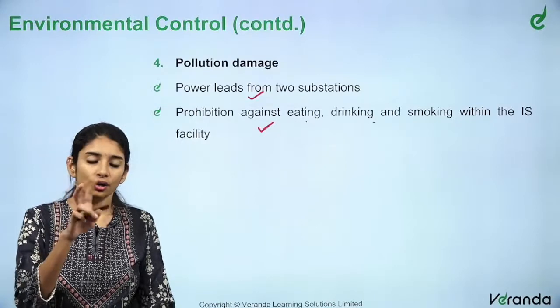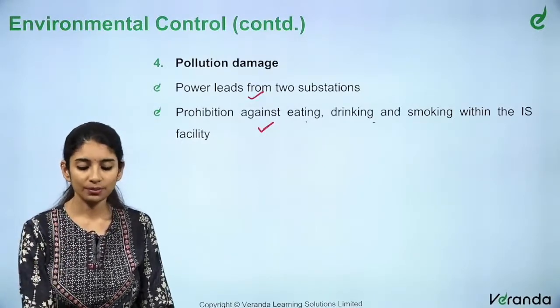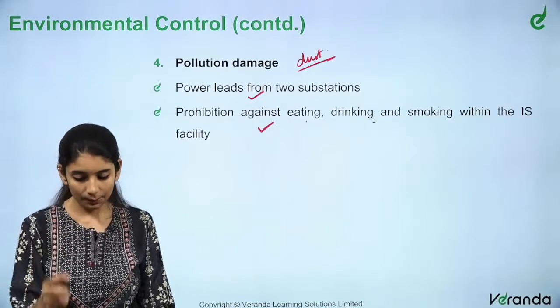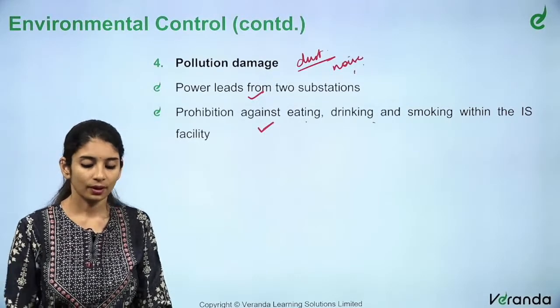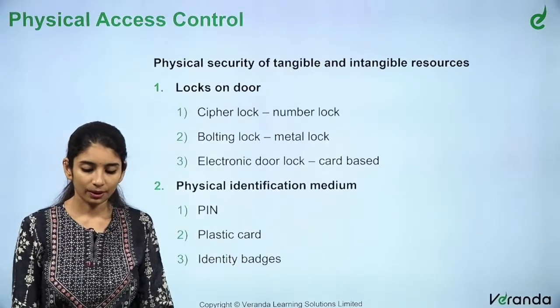Okay. So, you should not allow any eating or drinking, because pollution means what? Dust. Right? Dust pollution, noise pollution, air pollution. Now, you need to do all this to protect the system.